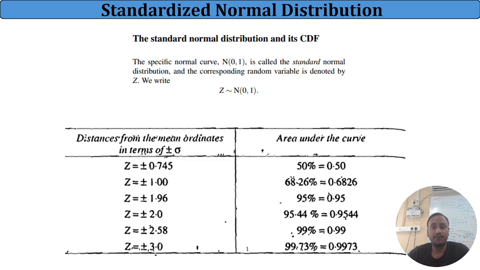Okay. So let's say when the value of z is equal to 0.745, the area will be 50%. And if z is equal to 1, it's going to be 68.26%. It's like minus 1 to plus 1. When you increase the z, it's going to be 95.44%. If you increase z to 3 sigma, it becomes 99.73.